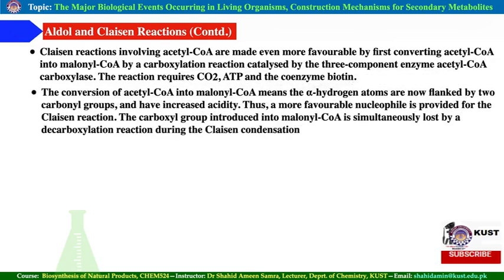The conversion of acetyl coenzyme A into malonyl coenzyme A means that the alpha hydrogen atoms are now flanked by two carbonyl groups. As a result, the acidity of the hydrogens between two carbonyl groups is increased too much. So it will be much easier to deprotonate such a species for generating the carbanions. Thus, a more favorable nucleophile is provided for the Claisen reaction. The carboxyl group introduced into malonyl coenzyme A is simultaneously lost by a decarboxylation reaction during the Claisen condensation.